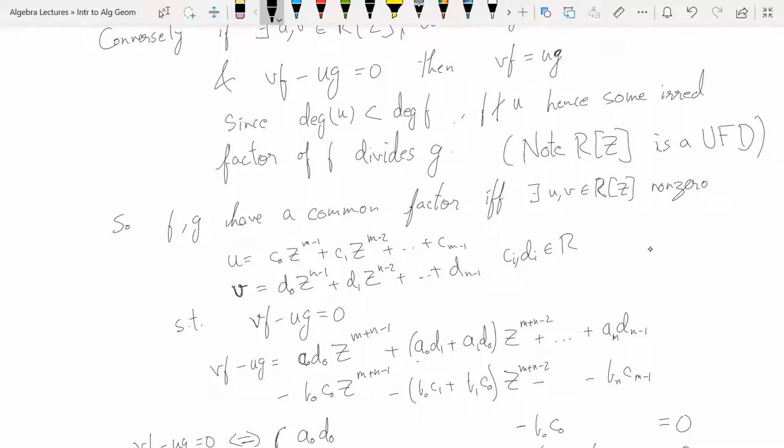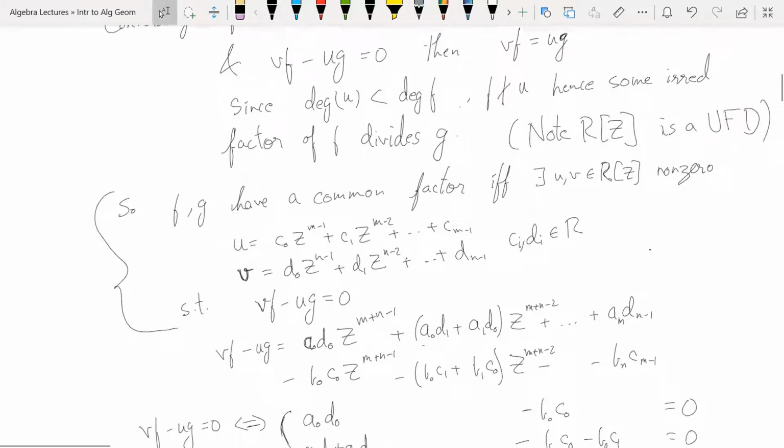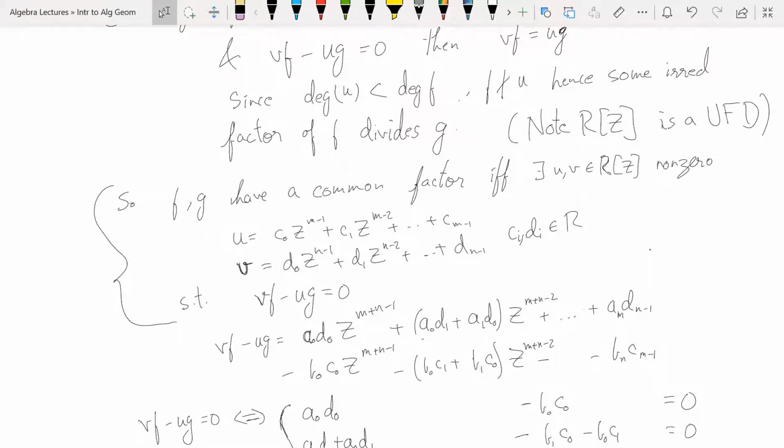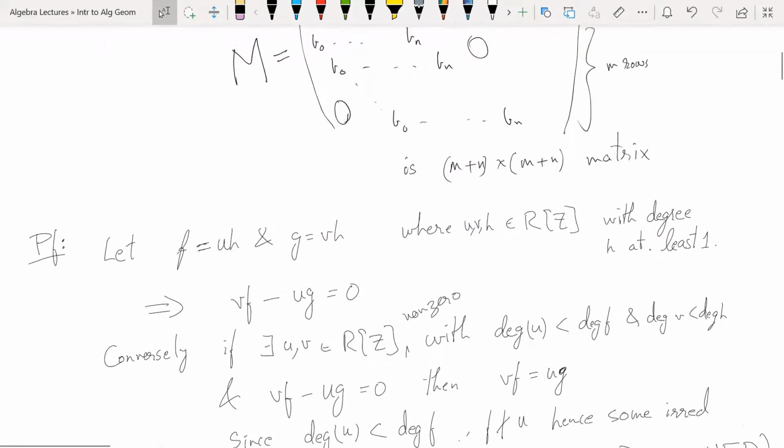So such that VF minus UG is 0. Yeah. So far we have proved this statement. Okay. So to prove the theorem, it's enough to show that the second statement is equivalent to saying that the resultant of F comma G is 0. Yeah? So the determinant of this big matrix is 0.